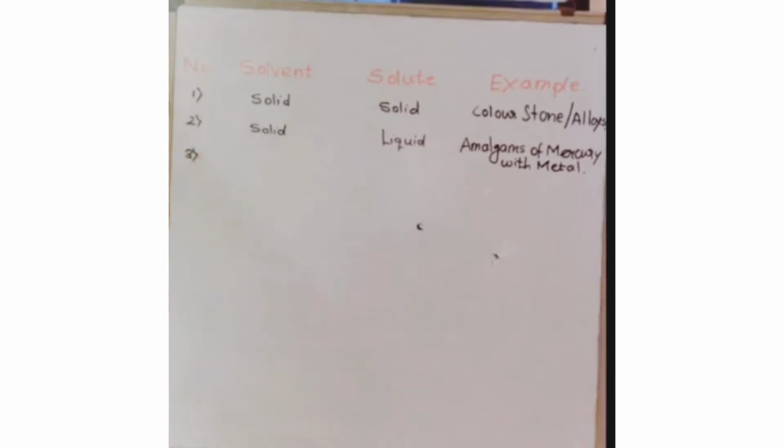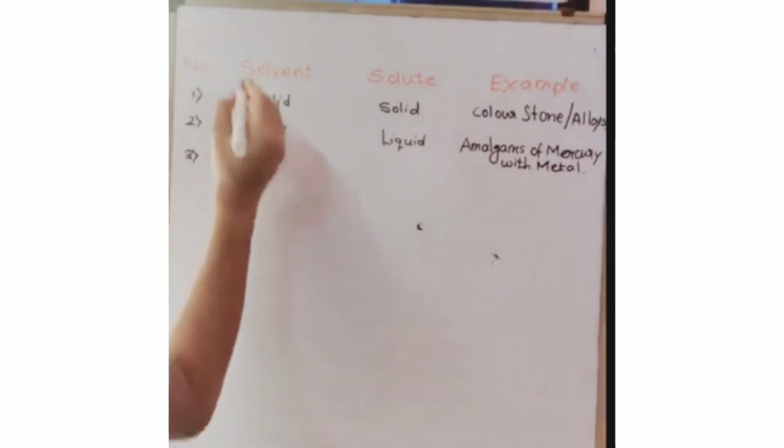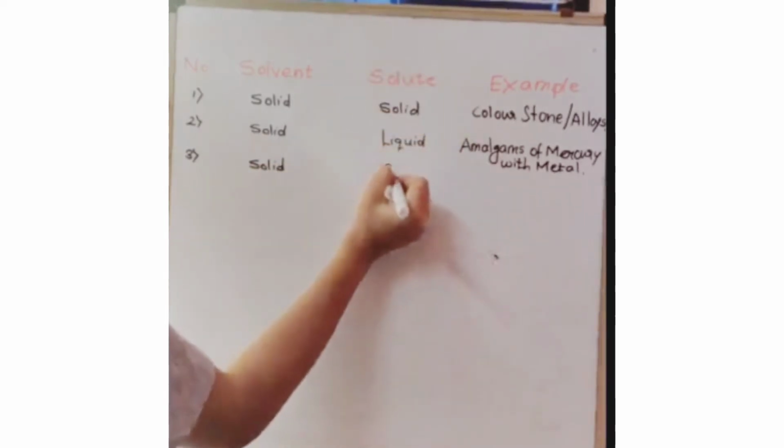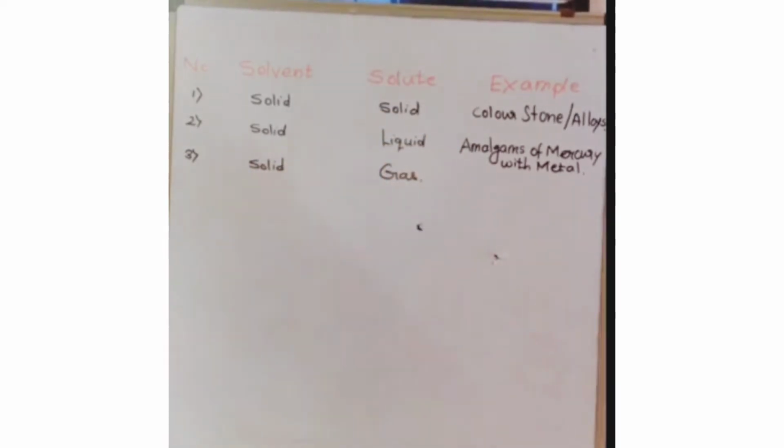Our third one is solid and gas. So our solvent is in solid state and our solute is in gaseous state. So I will write it over here, gas. So let's take an example. With solvent as a solid and solute as a gas, what can be combined? So we have an example of hydrogen gas in palladium metal or pumice stone. So hydrogen gas can be adsorbed.